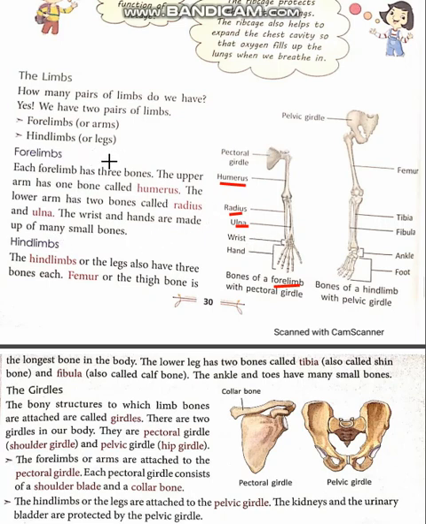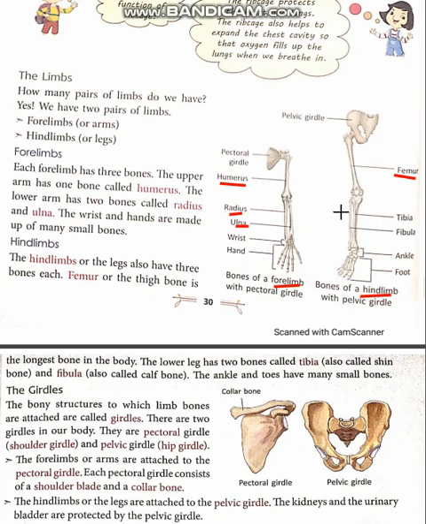Now the second pair of limbs are the hind limbs. Look at the structure of the hind limb. Okay, again a girdle is there, the pelvic girdle. One single bone is there, the femur, like the humerus in the arm. This is our leg bone, so the name is different: femur. Femur is also the longest bone of the body.